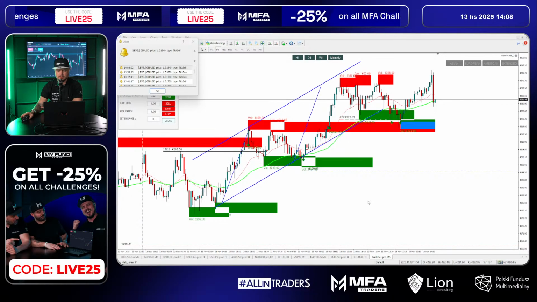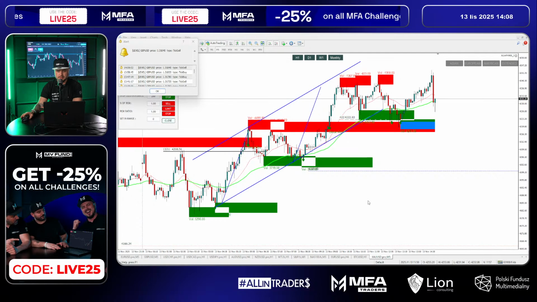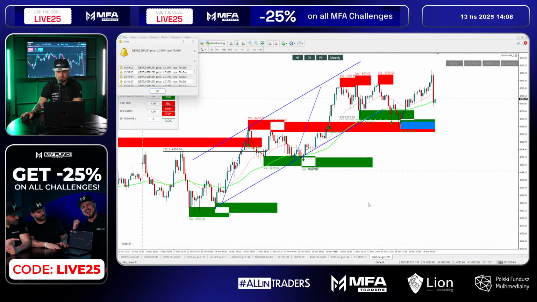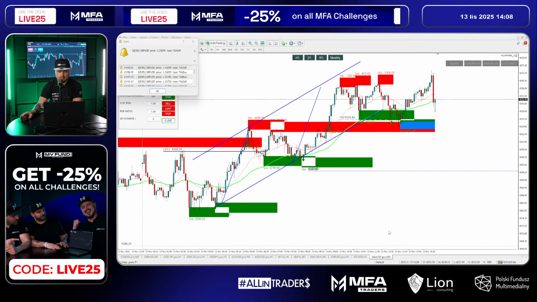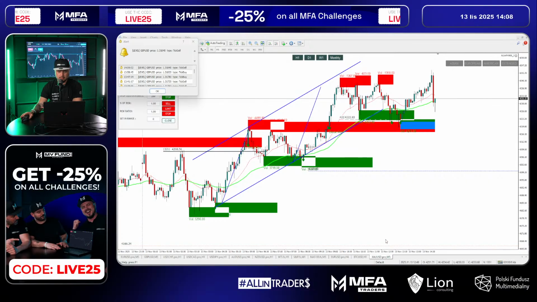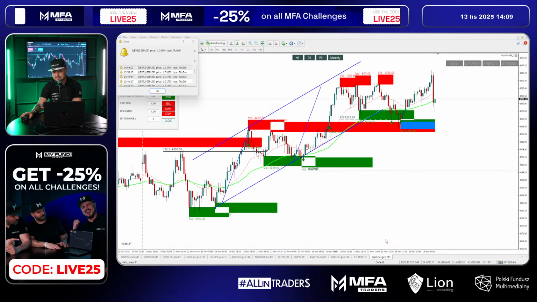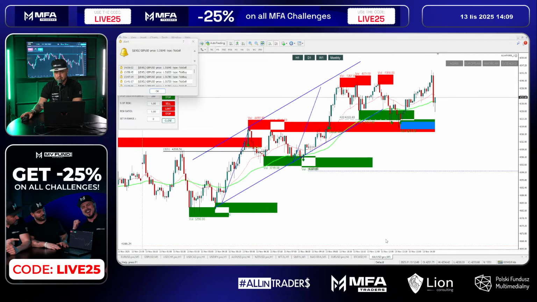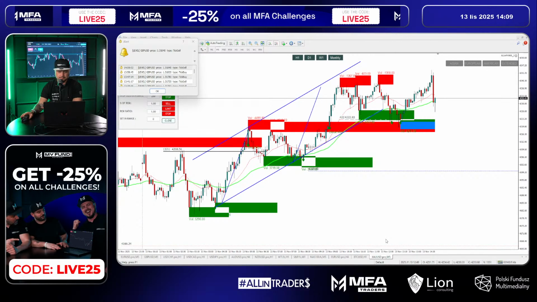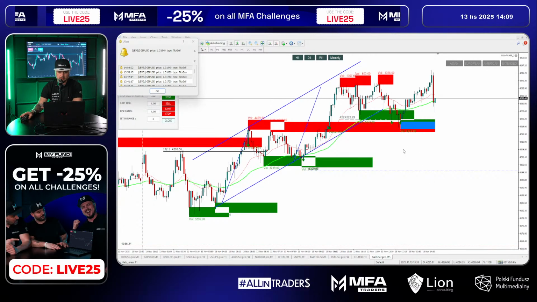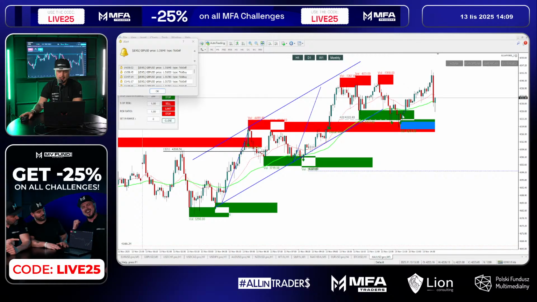Today's session, we're going to focus on the basic price action cycle strategy. This strategy works best during the US session, so it's the best timing for us now. We're going to try to use it.